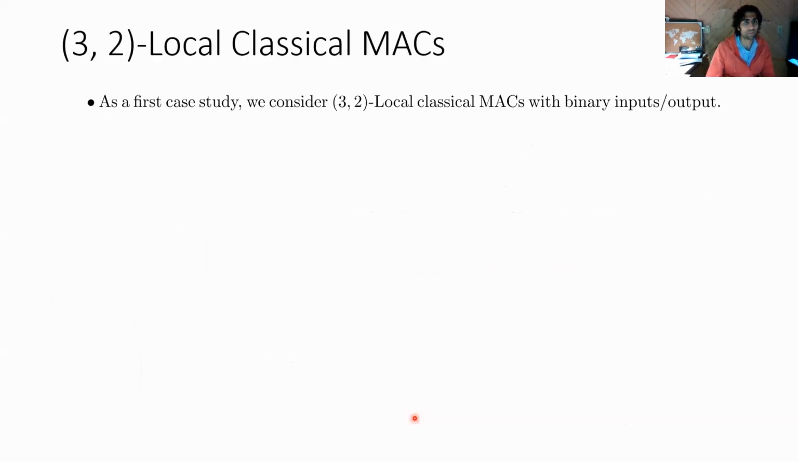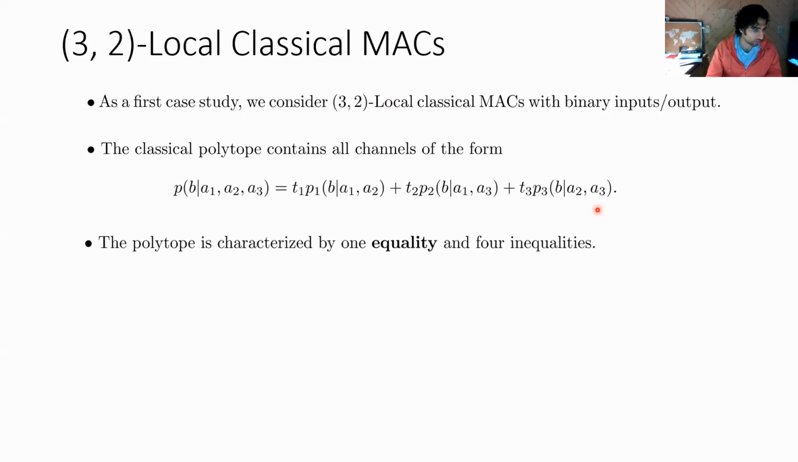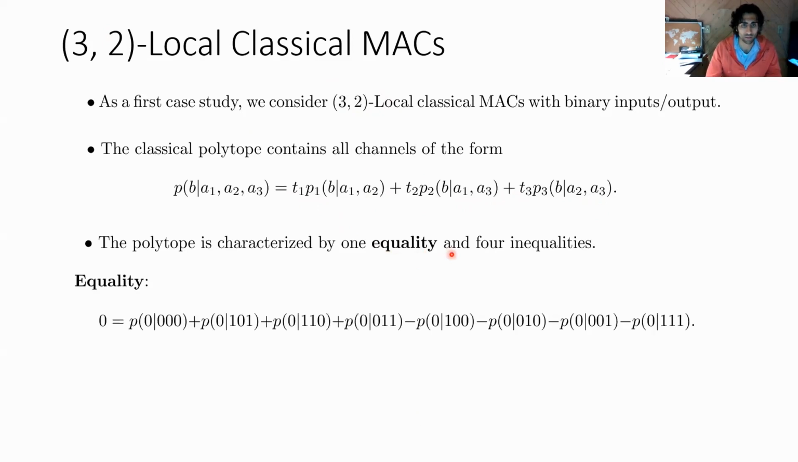So first, as a toy example, let's consider the 3-2 local MAC. So this 3-2 means that it's 3 parties, 3 senders, 1 receiver, but we're going to allow 2 of them to encode together. Right. So here's what the polytope looks like. So we consider all possible channels that have this form. Notice each of these depend on only two inputs. And so you've worked through it, and actually this polytope is characterized by 1 equality and 4 inequalities. Meaning that if P has this particular decomposition, then it must satisfy this equality here.